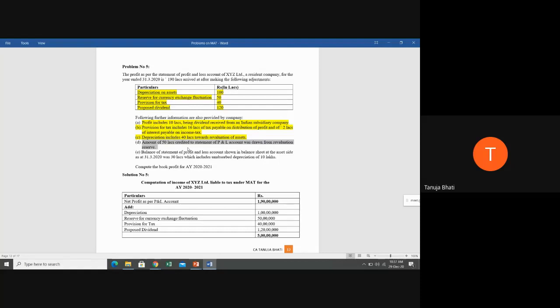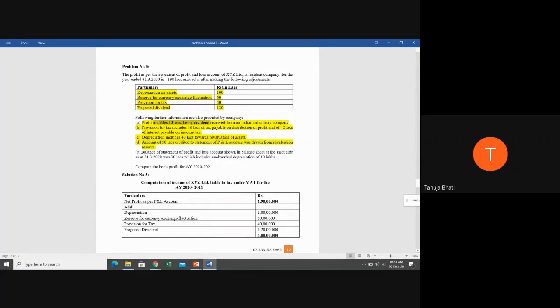So 50 lakhs was withdrawn from the revaluation reserve. Now again I told you, amount withdrawn from the revaluation reserve should be restricted to the depreciation on revaluation of asset, students. If you remember, I told you amount withdrawn from revaluation reserve in the previous sum should be restricted to the depreciation on the revaluation reserve. Now amount withdrawn from revaluation reserve is 50 lakhs. Depreciation on revaluation reserve is 40 lakhs. So how much you will minus? You will minus only 40 lakhs, because amount withdrawn from revaluation reserve is to be restricted only to the depreciation amount on revaluation reserve.